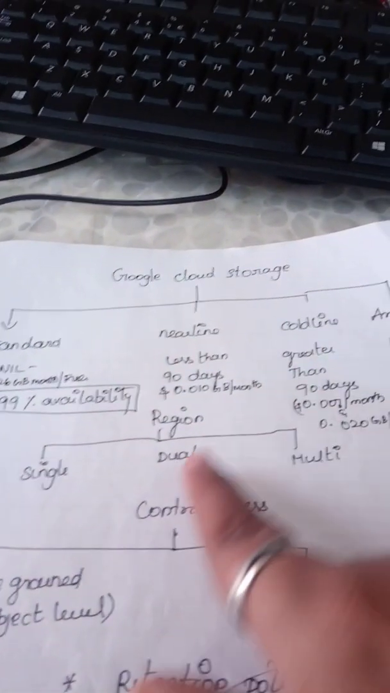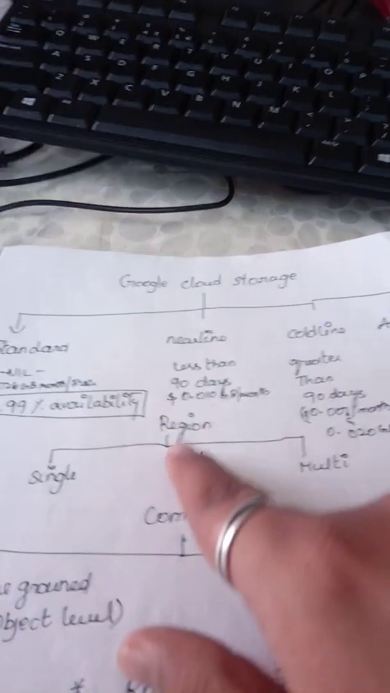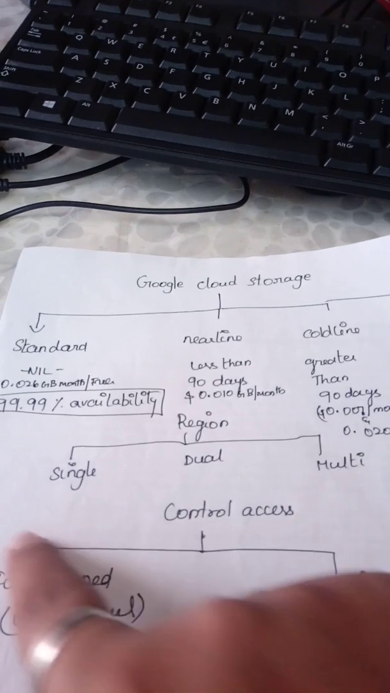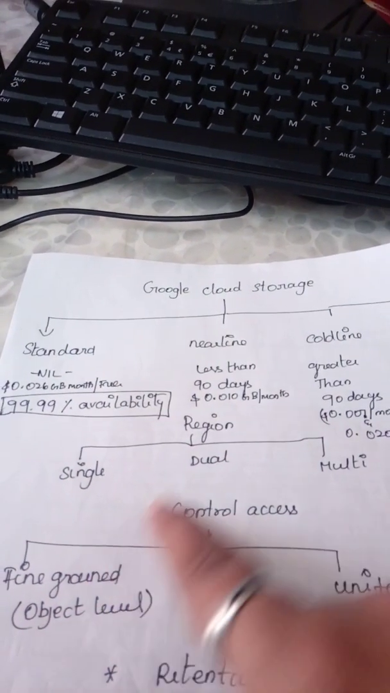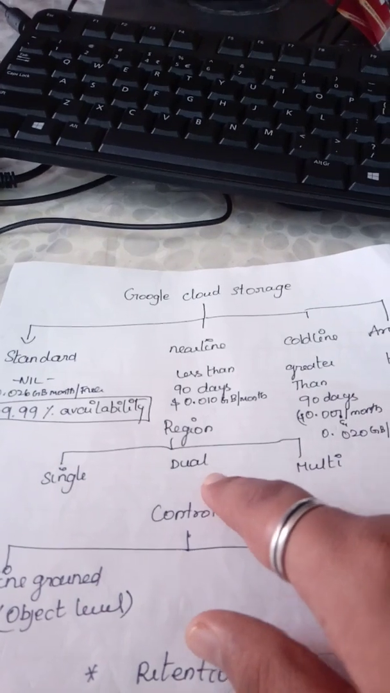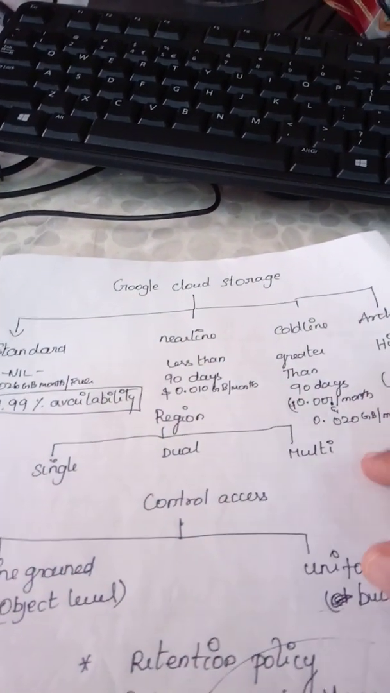Where will this data be stored? It will be stored in either a single region, dual region, or multi-region. Single region means it will be located in a single geographical region. Dual region means it will be present in two different geographical regions. Multi-region means your data will be stored in more than two regions.